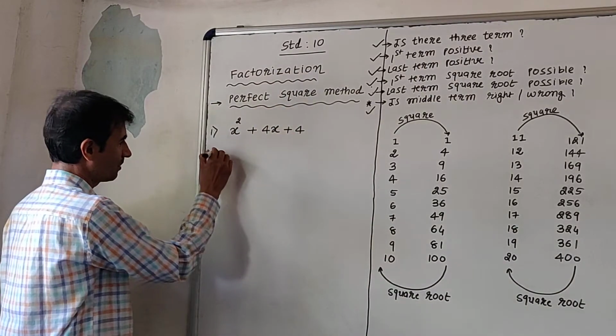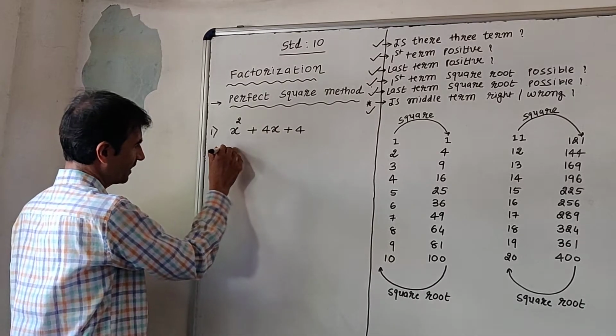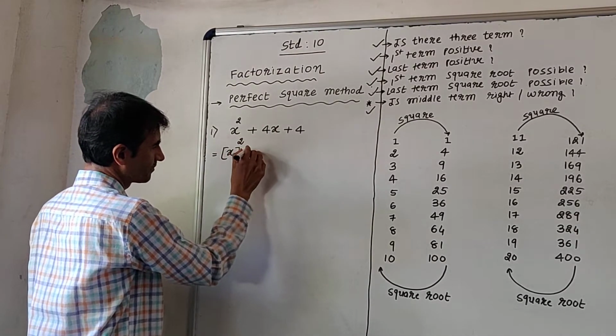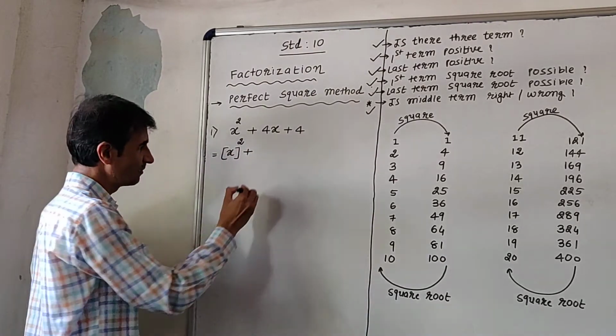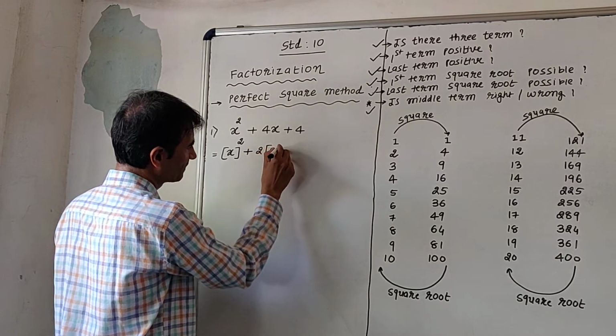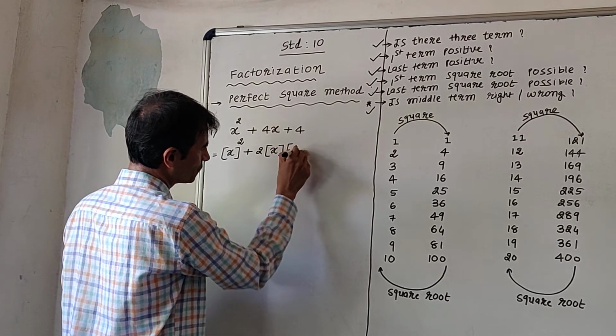Now I am going to solve this one. Now it is equal to: I can write down the first term's square root x, and the whole raised to square. The middle term sign is positive. Now 2 from the pocket, and now the first term's square root is x and the last term's square root is 2.